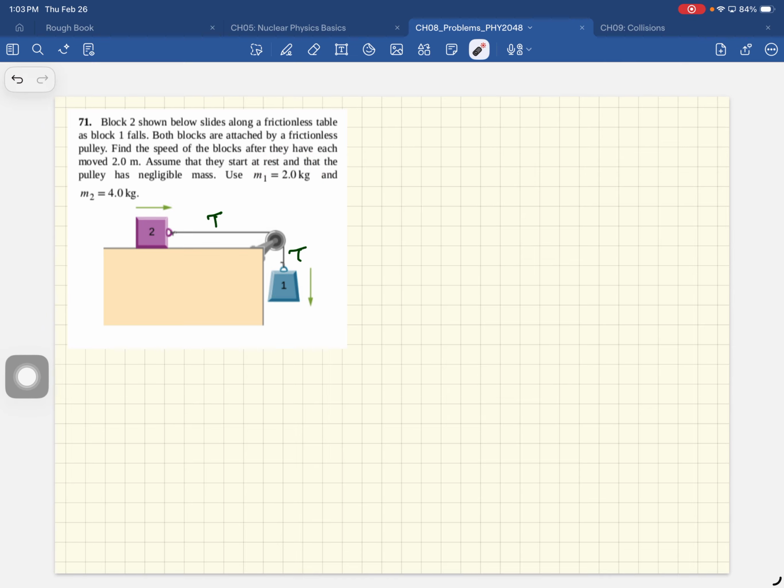Now, this is an internal force. This tension is pulling on this guy in this direction. This guy is being pulled in this direction, and these guys are not doing any work. So I'll solve it 2 different ways. We'll use conservation of energy.